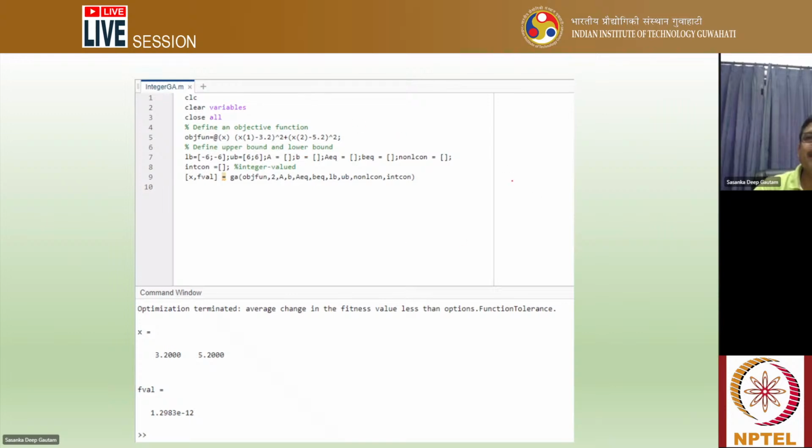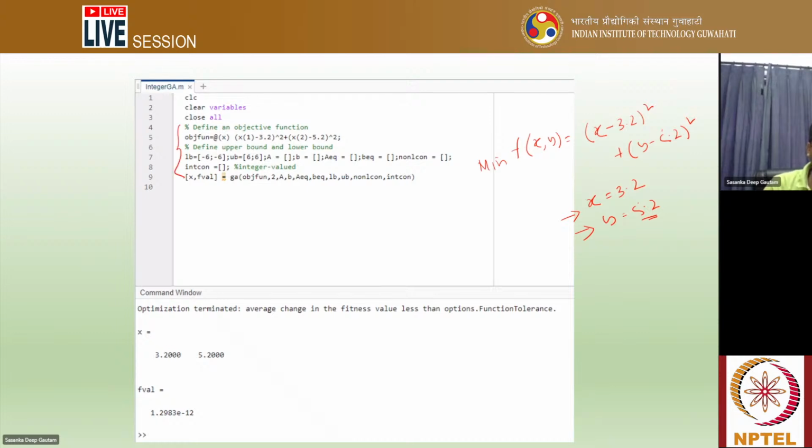This is a two variable function, in x and y. The function is (x minus 3.2) whole square plus (y minus 5.2) whole square. I have taken this very simple function because I know the solution. Once you minimize this function, the solution is x equal to 3.2 and y equal to 5.2. When x and y are not integer, you should get this particular solution.